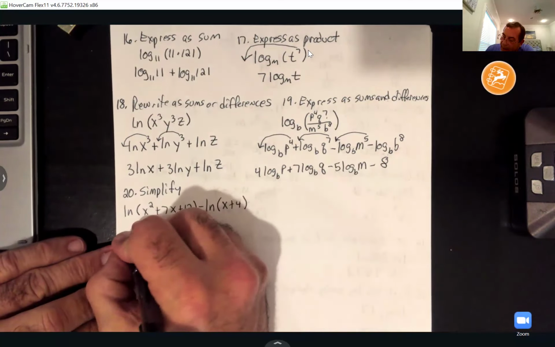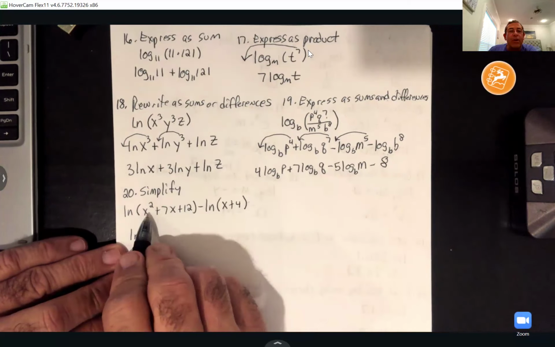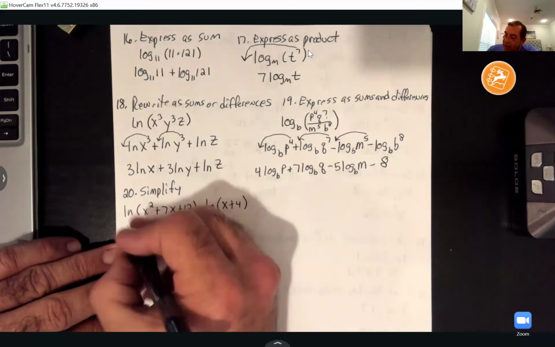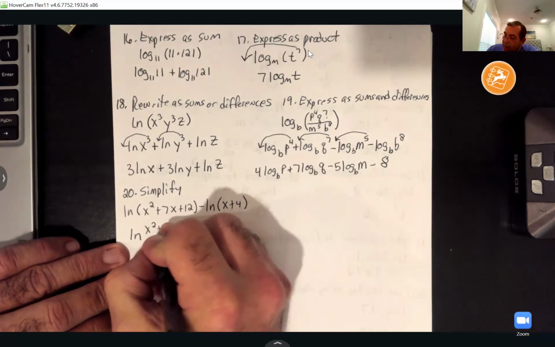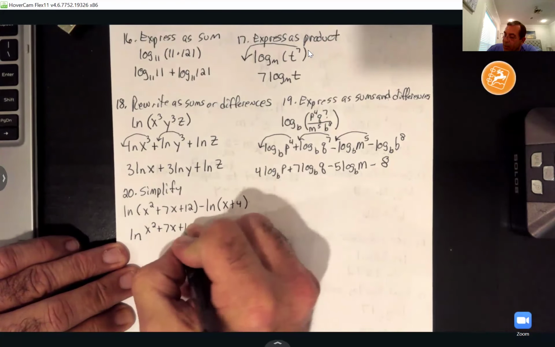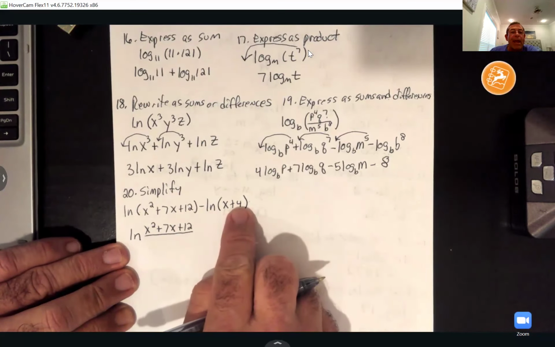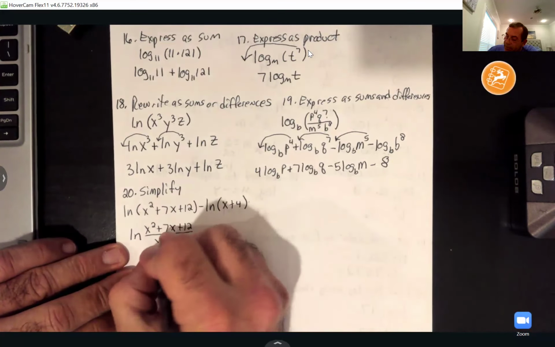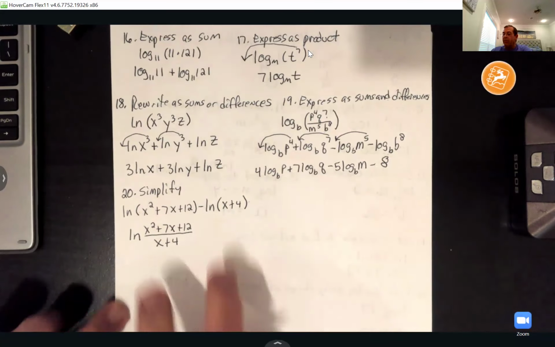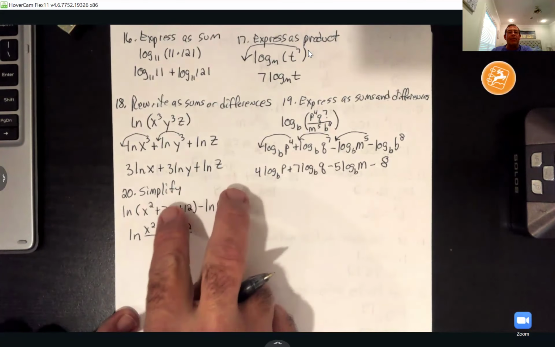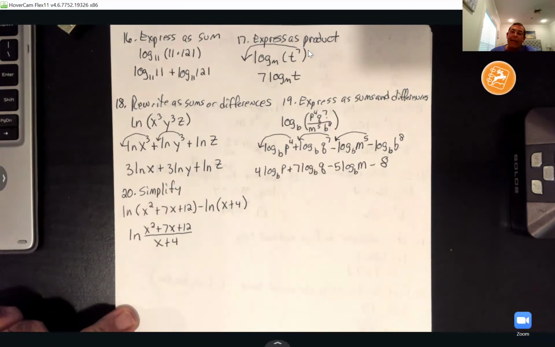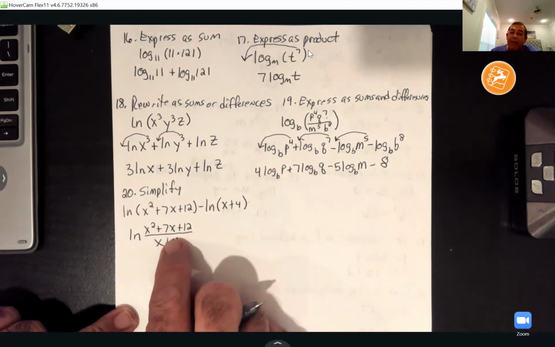So I'm going to have my ln, my fraction. On top is the positive factor, so the x squared plus 7x plus 12 goes to the top. And then this factor being subtracted goes to the bottom. So it's like you're pulling that ln out and then rewriting them where they go. Now, this one will simplify further.